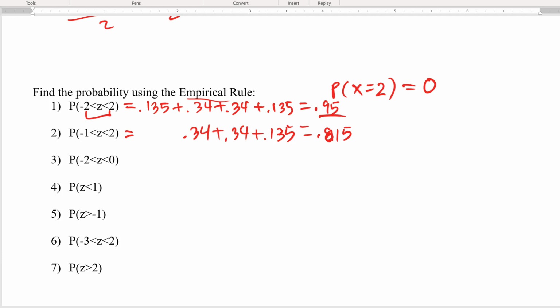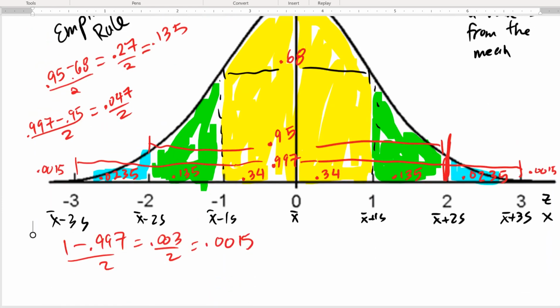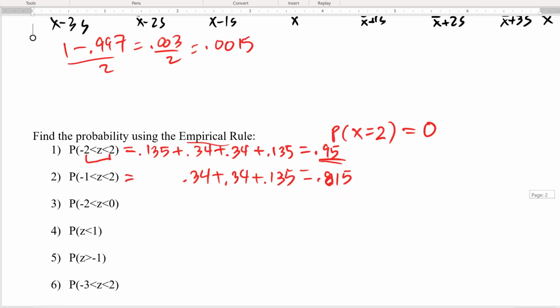If they give me numbers that are on the empirical rule, I would just use the empirical rule to go straight to that. But if it's not, then I would add up the pieces that we just calculated. So between -2 and 0, I would add up the 2 pieces between that area. So I would add up the 0.135 and the 0.34.